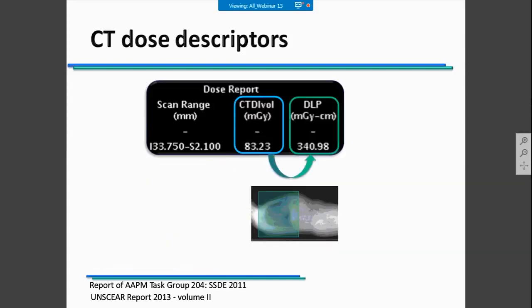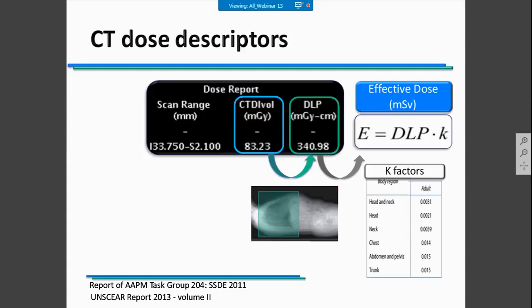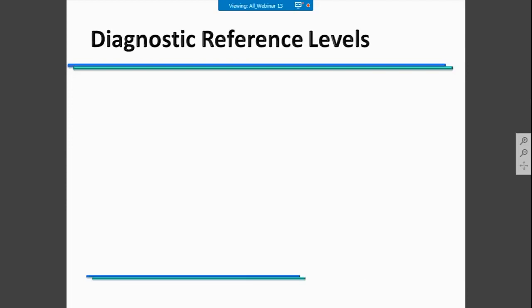CTDIvol is also useful to calculate the DLP. DLP values could be calculated based on the range size of our examination study. And DLP values could be useful to calculate effective dose using the corresponding k factor of the specific body region that we are studying. The most common CT dose descriptors still are CTDIvol and DLP values, and they are used to calculate diagnostic reference levels.